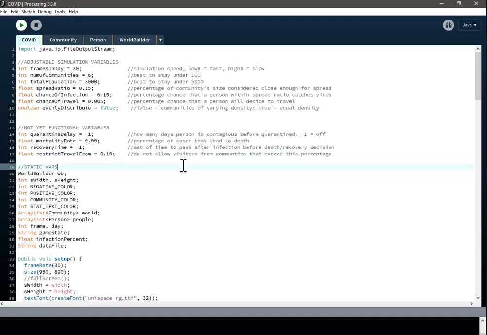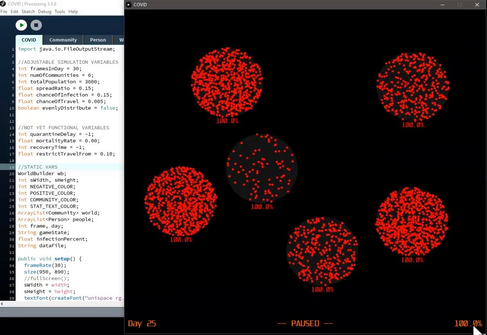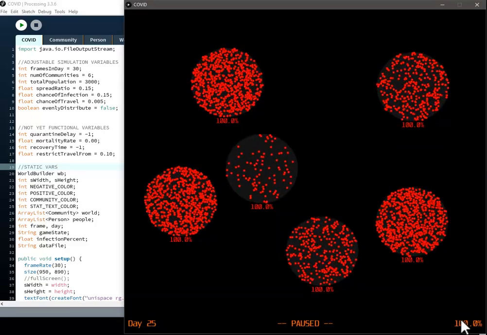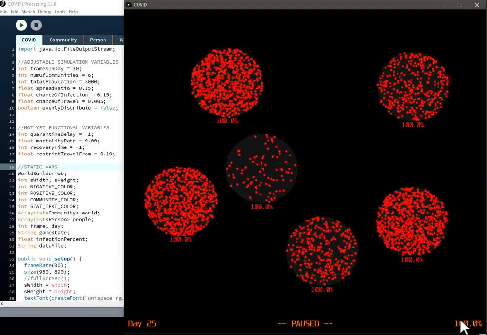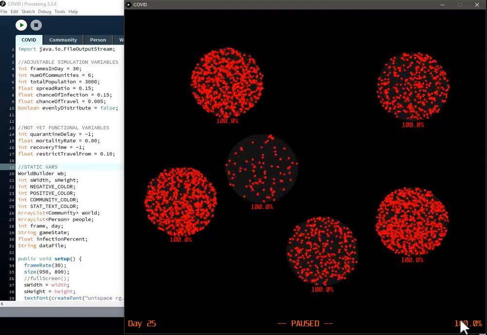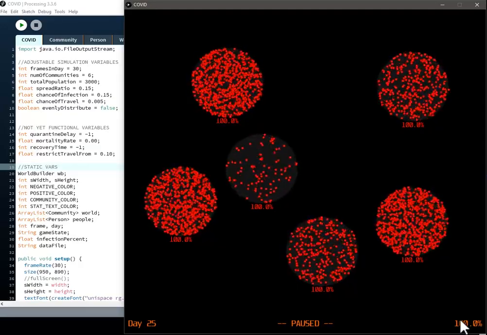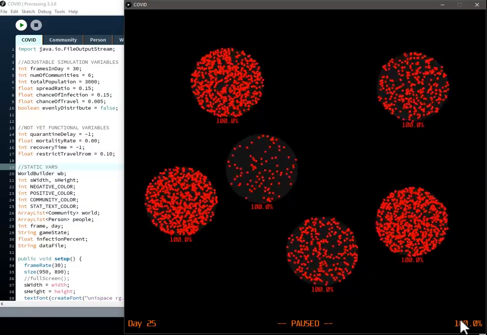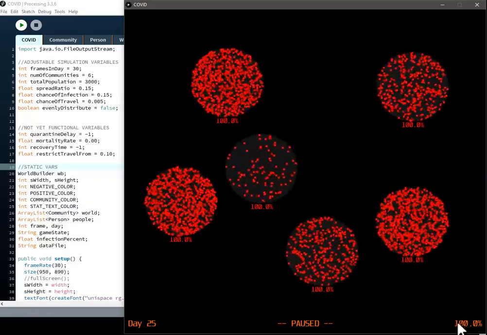Then I was thinking, what good is data if I'm not really analyzing that data? So I've added functionality that it will export each day the percentage of infected people within the world into a file, and then we can load that data into a Google spreadsheet to take a look at it and see what kind of information we can get from that data.